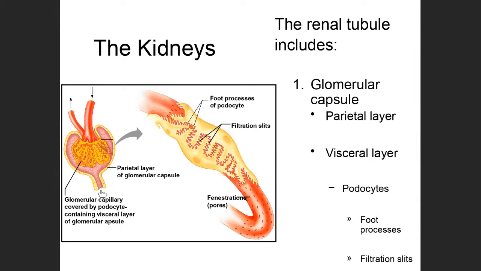So we've talked a little bit about the glomerular capsule, and this visceral layer of the glomerular capsule, along with the actual wall of the capillary itself, makes up the filtration membrane, or what any substance is going to have to cross to move from the blood into the renal tubule. Now that we've talked about this anatomy, what I want to do is discuss the different areas of the renal tubule itself in a little bit more detail.